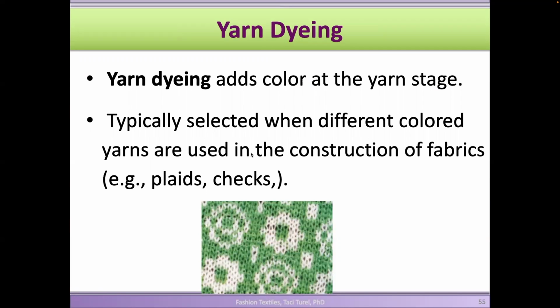Yarn dyeing adds the color at the yarn stage. So, for example, this knit fabric uses colored yarns. So you have these green yarns and the white yarns that are already colored, and then you knit them to make the garment. So this is a yarn dyed fabric. You're not making the knit fabric first with raw yarns and then coloring it later.